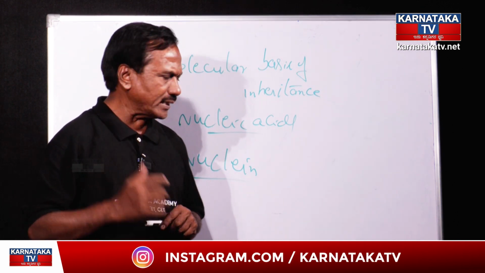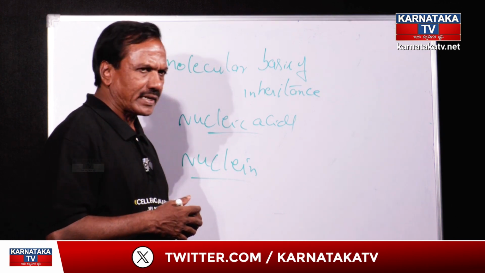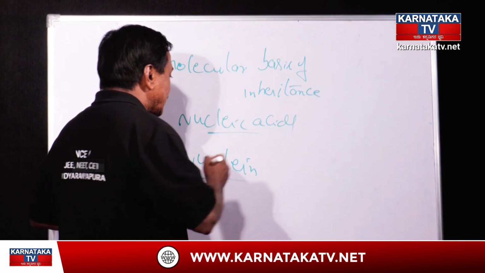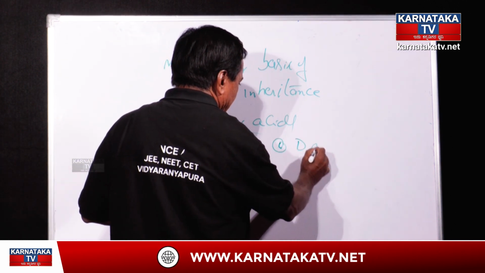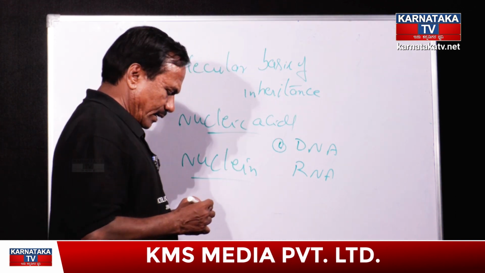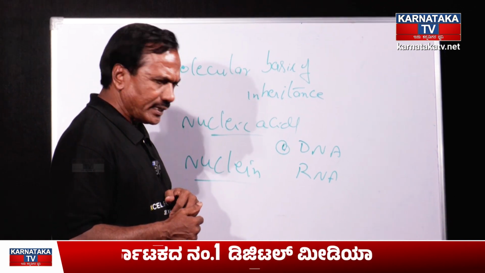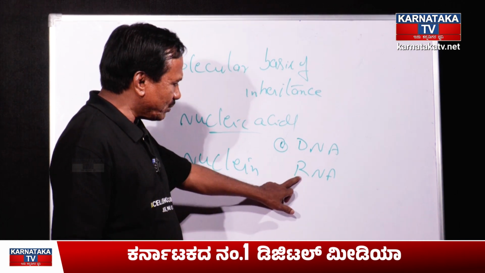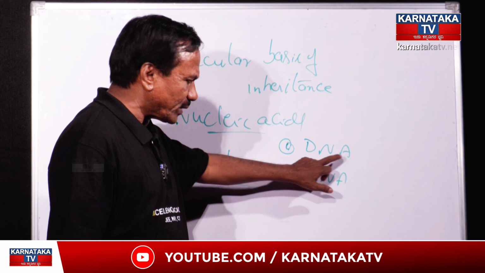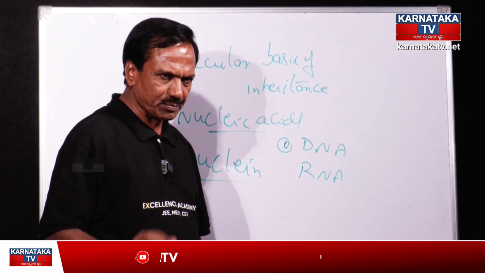So as I told you, these nucleic acids were discovered by Friedrich Miescher. In nucleic acid there are two types. One is the DNA and another one is the RNA. I think you know the full form of DNA and RNA. RNA, ribose nucleic acid. DNA, deoxyribose nucleic acid. So these are the two nucleic acids present in the nucleus primarily.